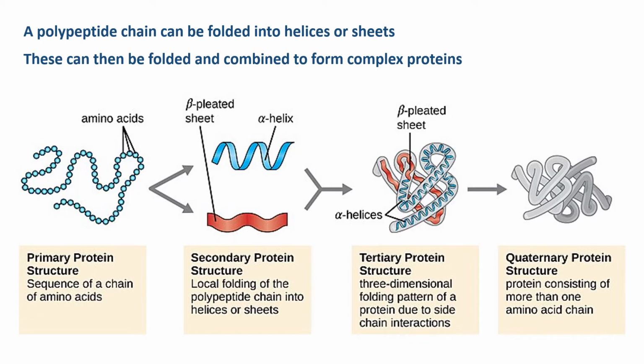You can then put those together, and this then takes us to our tertiary protein structure, where we have all that folding put together into a complex lump, if you like, of protein. And eventually, we might get more than one amino acid chain involved. We might get two of those complex folded structures put together or more. And we get our quaternary protein structure. So we've got levels of complexity going on there.